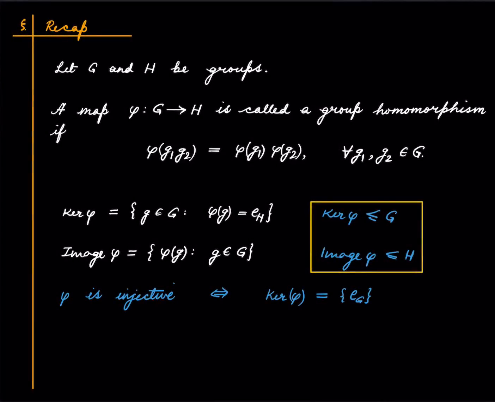Welcome to this lecture series in group theory. Let us recall a few things. So let G and H be groups. Then we call a map from G to H a group homomorphism if the structure preservation condition is satisfied.